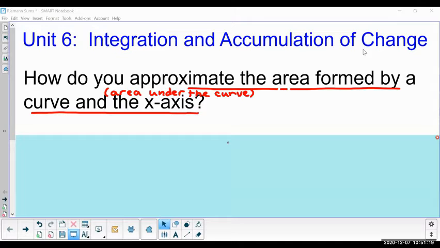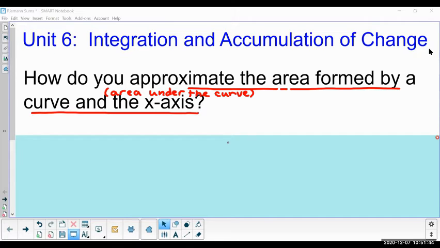The accumulation of change, I hope you already have a really good idea about because we just did that with the Desmos activity. Velocity is the change in position. And if we add up all those changes, we found out how far we went. So that's an accumulation. Accumulation means adding up all of those small amounts of change.